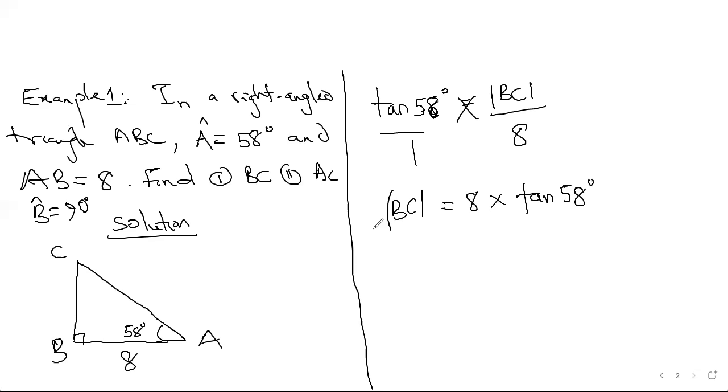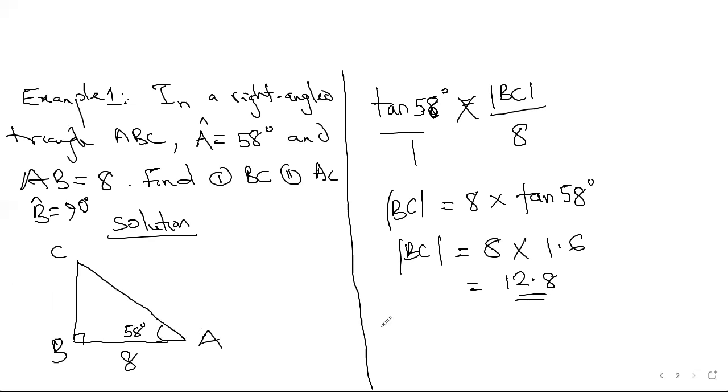So what is tan 58 degrees? I start my calculator. So that gives 1.6. So BC equals 8 times 1.6, and that will give you what? 12.8. So that's BC. Then AC, how do we find AC?